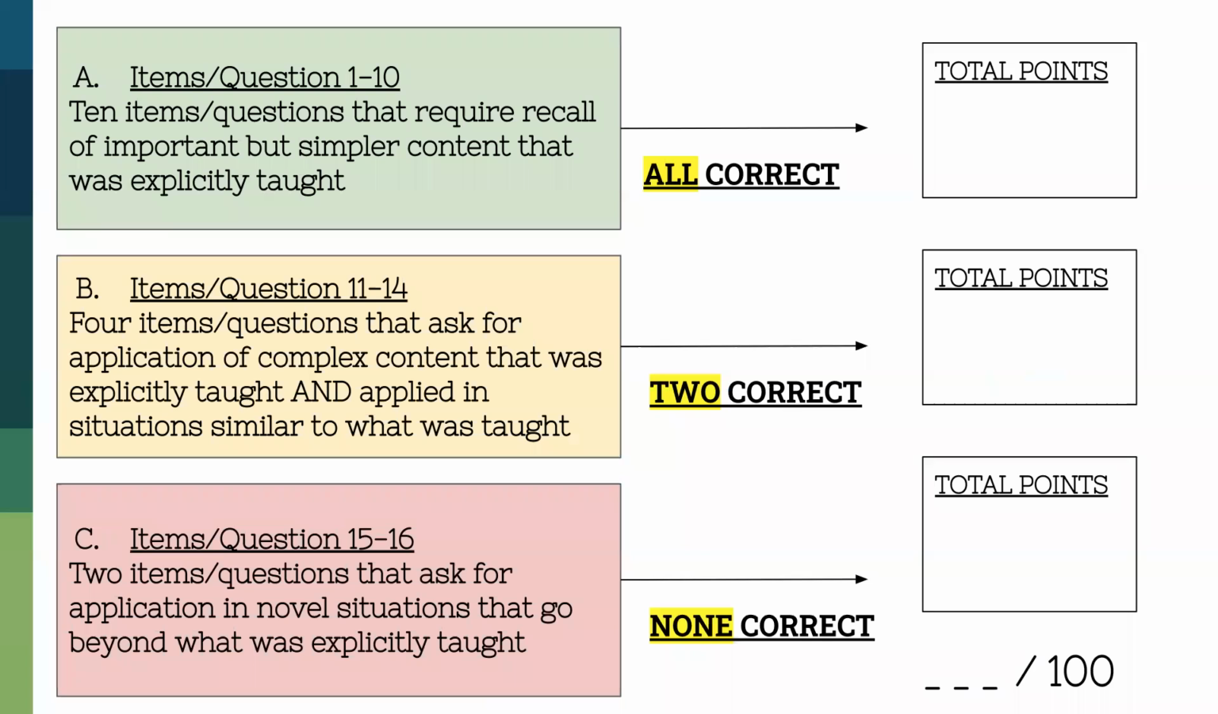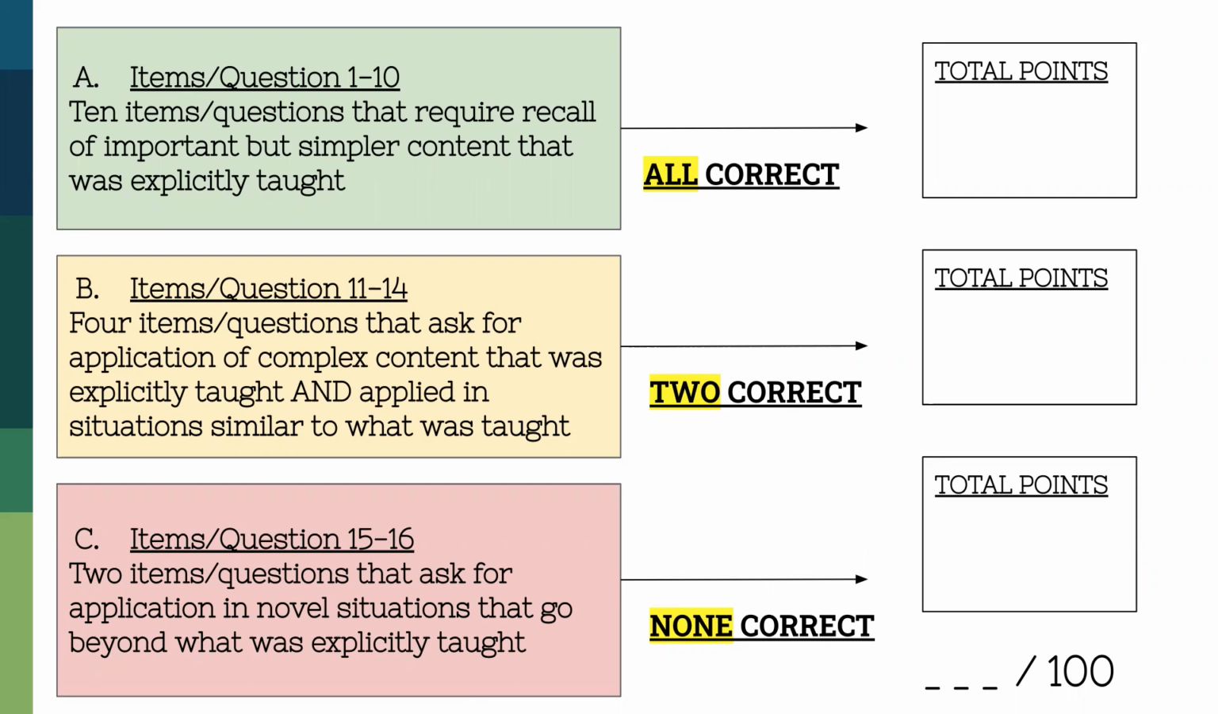This is a hypothetical assessment. This assessment is not discipline specific. Listen as I read about the 3 different sections of this assessment. In section 1, described in the green box, there were 10 items or questions that required recall of important but simpler content that had been explicitly taught. The student got all of these correct.